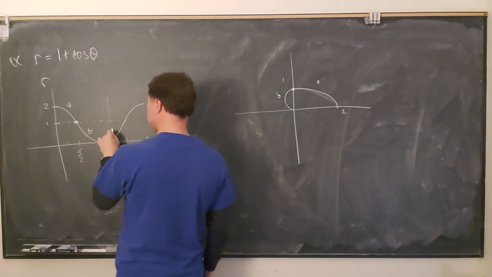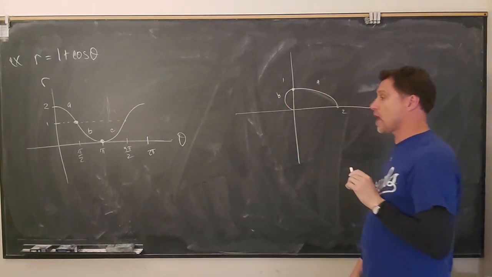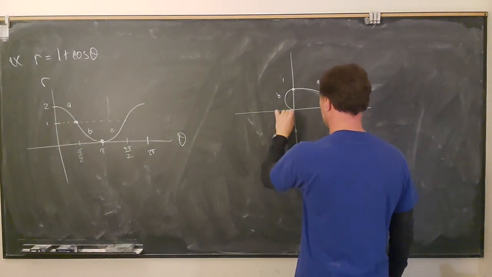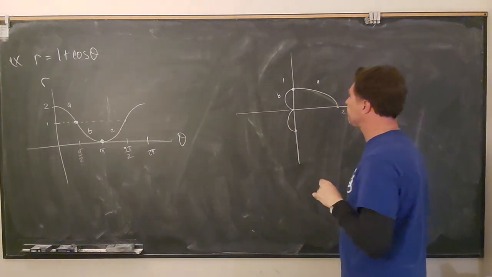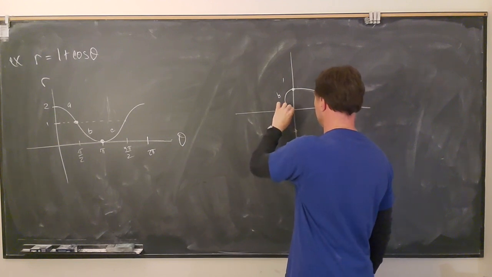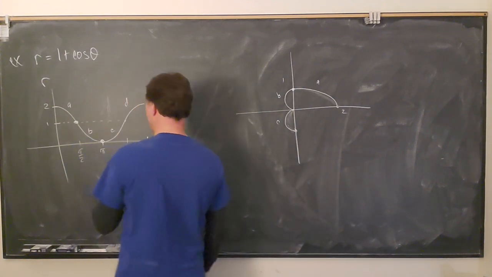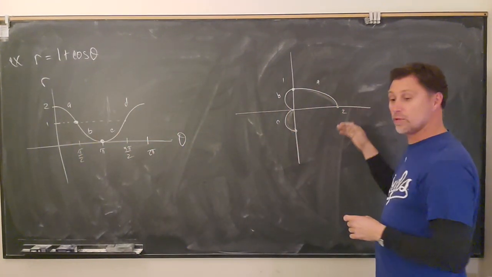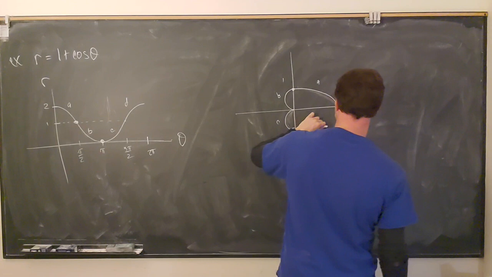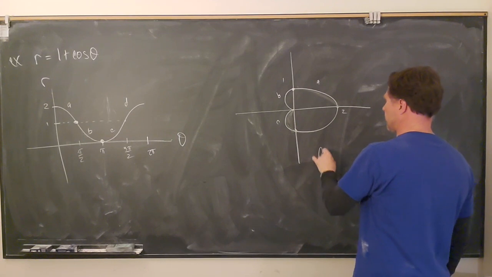Now the third segment, let's label that C, as we go from pi to 3 pi over 2. As we sweep out the third quadrant, our radius is going from 0 back to 1, like that. So there's part C. Let me try to make this a little more symmetric. Finally, part D, as we go from 3 pi over 2 to 2 pi. As we move through the fourth quadrant, our radius is increasing from 1 back to 2. And so we get that sort of heart-shaped picture. In fact, this is called a cardioid because of its heart shape.